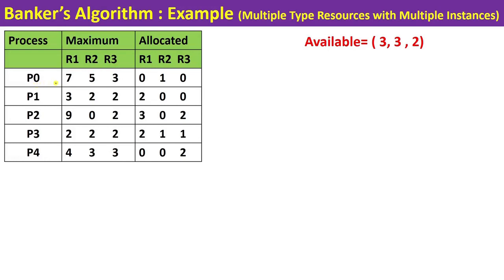So P0 needs 3 different types of resources: 7 printers, 5 CD-ROMs and 3 tape drives. The same way P1 also needs some particular amount of resources of each of the 3 types. So here we have the value of m equal to 3, because we have 3 different types of resources: printer, CD-ROM and tape drive. This is what is meant by types of resources.